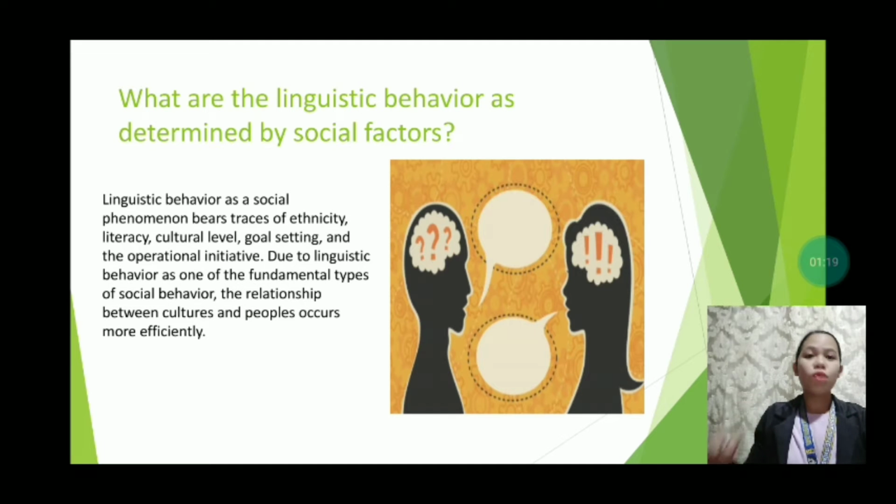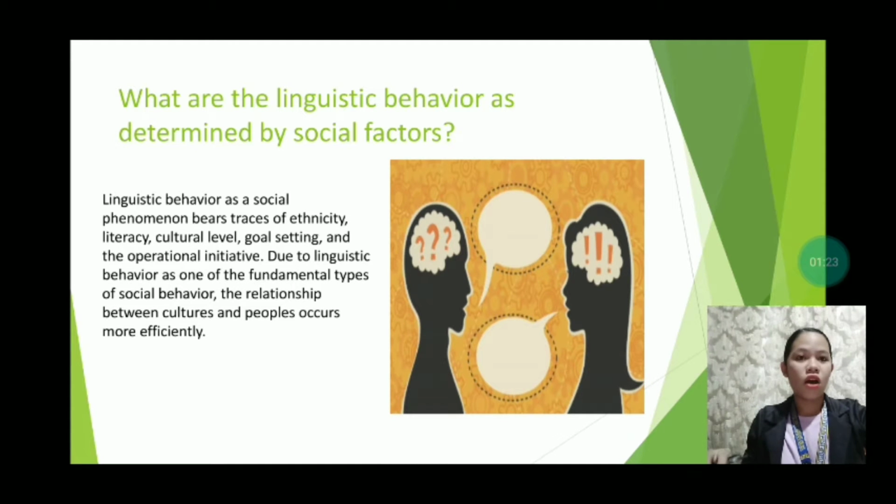Okay, so linguistic behavior as a social phenomenon bears traces of ethnicity, literacy, cultural level, goal setting, and the operational initiative, due to linguistic behavior being one of the fundamental types of social behavior. The relationship between cultures and the people occurs more efficiently.